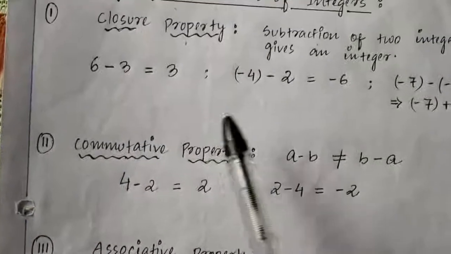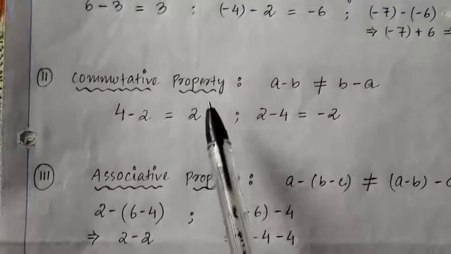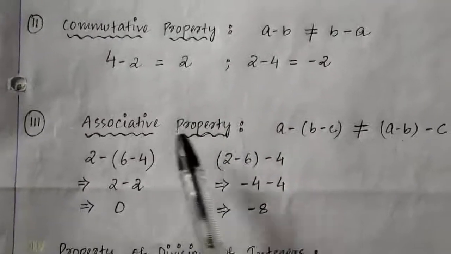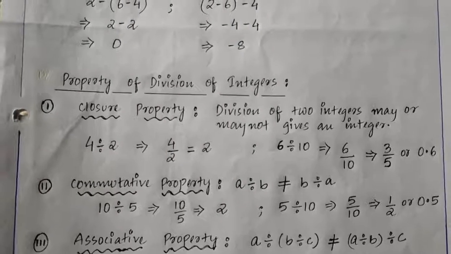So for subtraction, only our closure property holds true, whereas the commutative property and associative property don't hold true.